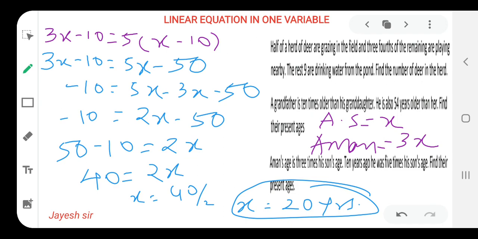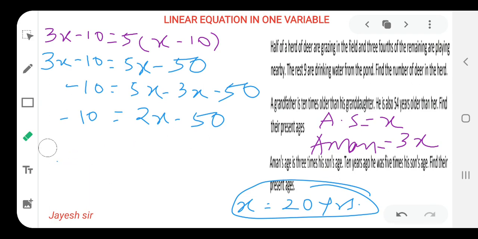Now find the present ages. That means Aman's son's age is 20 years and his age would be 3x. So let's find Aman's age over here.